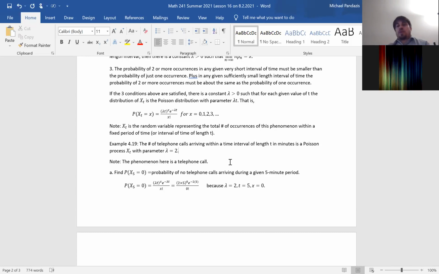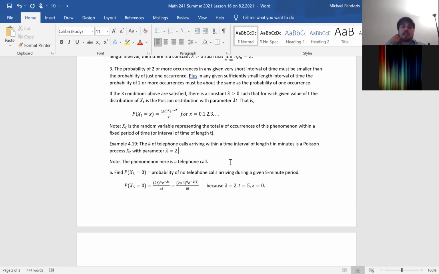So let's say you looked at 12 p.m. to 12:10 p.m. You'd say, how many telephone calls arrive between 12 p.m. and 12:10 p.m. But then separately, you could say that would have to be the same as from 1 p.m. to 1:10 p.m. or 1:37 p.m. to 1:47 p.m. or 2:08 p.m. to 2:18 p.m. or 4:19 a.m. to 4:29 a.m. Right. So any time interval of length 10 minutes, x sub 10 would represent the number of telephone calls arriving within that time interval, okay?